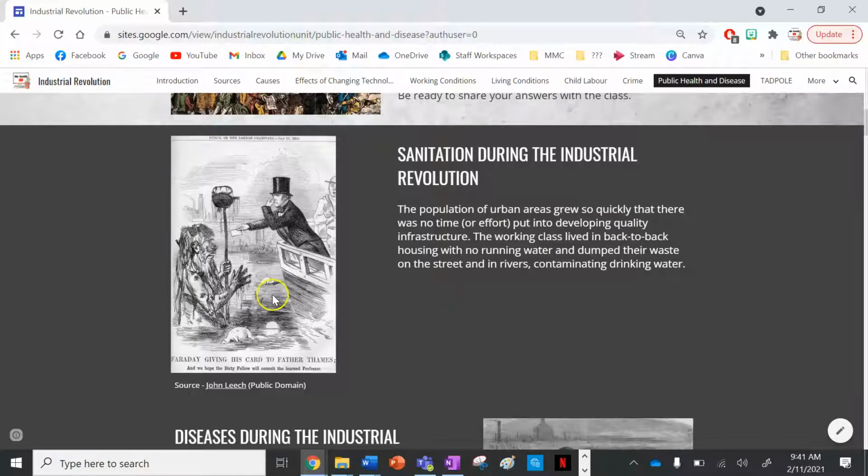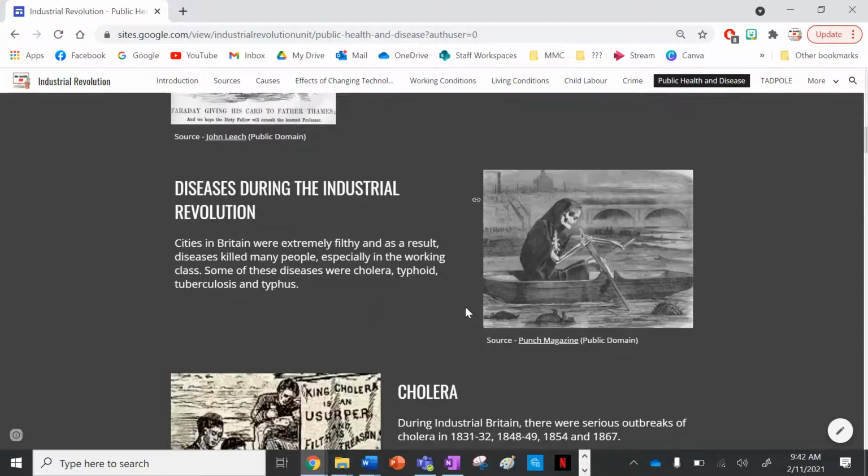Here we've got the famous Faraday giving his card to Father Thames cartoon. Just reading from here, the population of urban areas grew so quickly that there was no time or effort put into developing quality infrastructure. The working class lived in back-to-back housing, which was called tenements, with no running water, and dumped their waste on the street and in rivers, contaminating the drinking water.